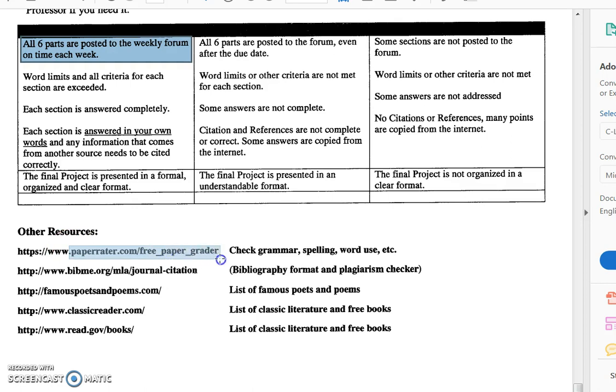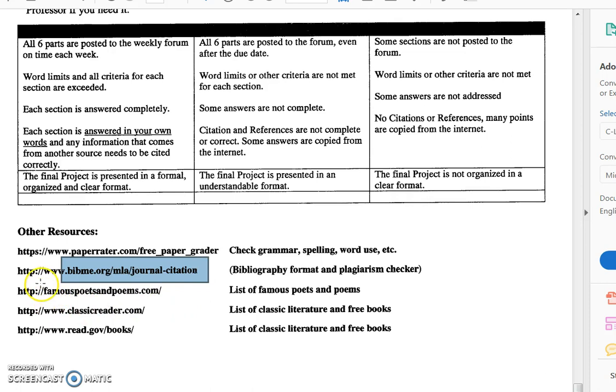PaperRater.com is excellent. It will help you with your grammar and with finding different words. It has some options to help you with different vocabulary. It will tell you all kinds of things: spelling mistakes, grammar mistakes, syntax mistakes. It'll help you a lot. If you're doing a bibliography and you're unsure, you can go to this place right here, and it will help you put together your bibliographies correctly.